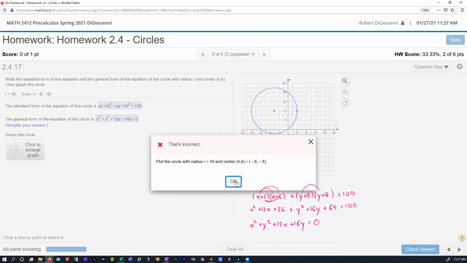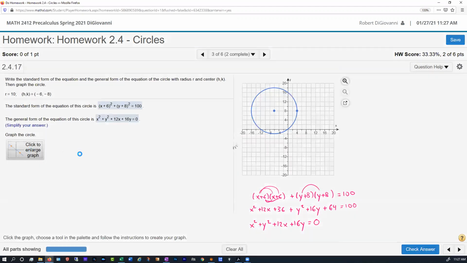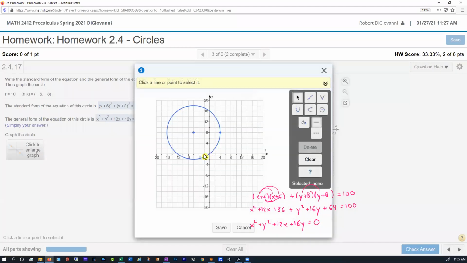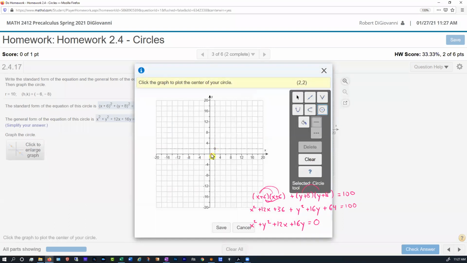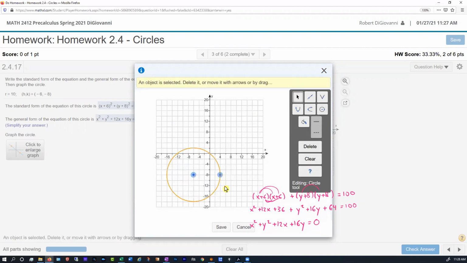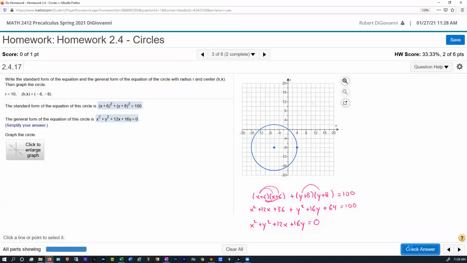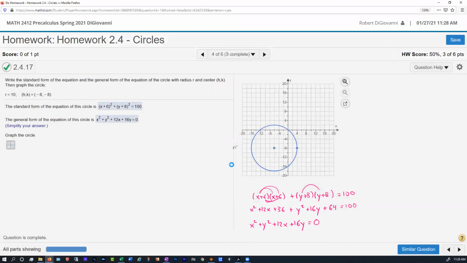Oh, wait, hold on. What did I do? It's -6, -8. Oops, I moved the center of my circle wrong. I did -6, +8. So I have to clear it. All right, I'm going to clear it. Sorry about that. So -6, -8, and then 2, 4, 6, 8, 10. Yay, okay, made a mistake. All right, there we go.